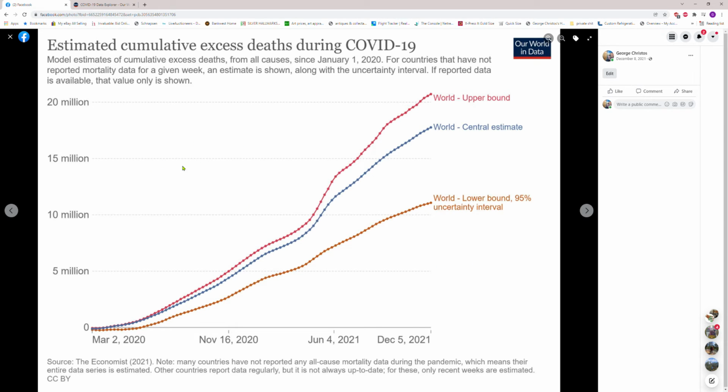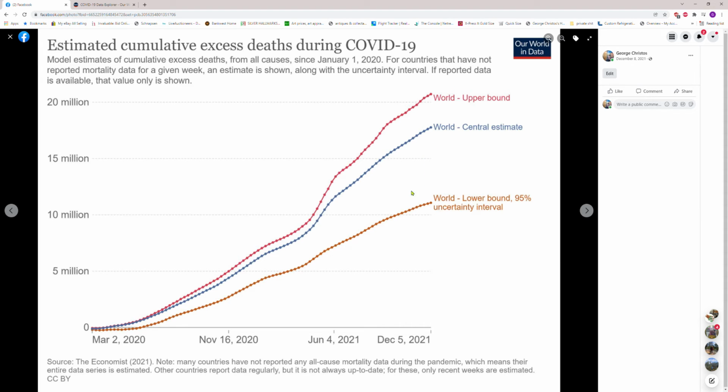Okay, I want to talk a little bit about the case fatality rate, which is the number of people who died that have been confirmed COVID-19 positive. This graph here is the estimated cumulative excess deaths during COVID. The current death rate, which is attributed to COVID, is about 5.2 million, which is here. So there's been a lot more excess deaths. There's been between 10 million and 20 million.